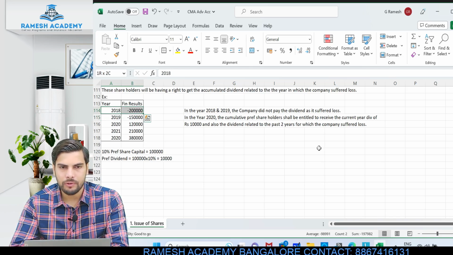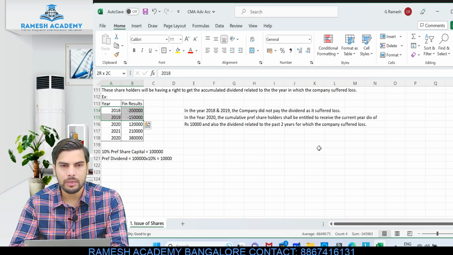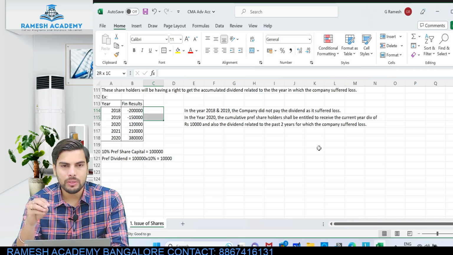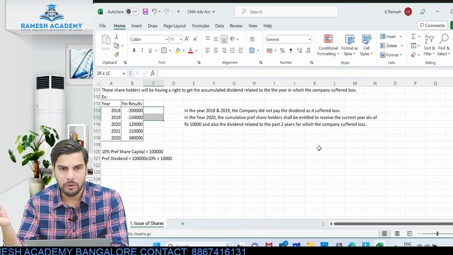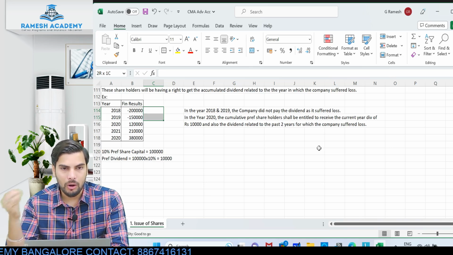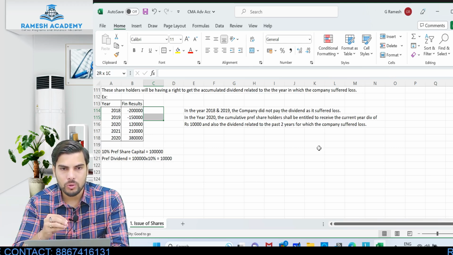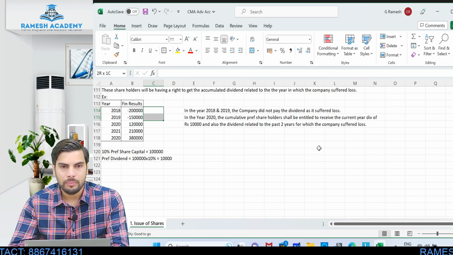2018, the company suffered loss, no dividend will be received by the preference shareholders. 2019, the company suffered loss, no dividend will be received by the preference shareholders. Now what will happen? These dividends will just keep on getting accumulated, and the moment the company makes profit, along with the current year dividend with respect to the year in which the company made profit, this accumulated dividend also will get received by the preference shareholders.